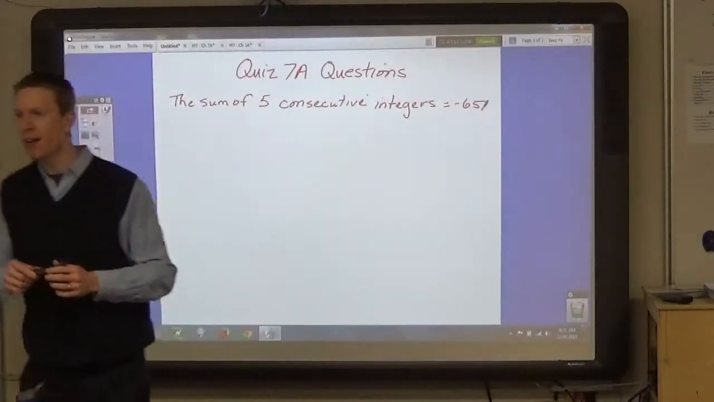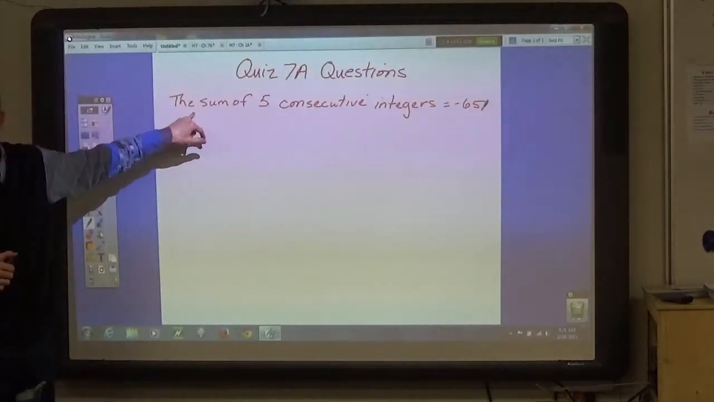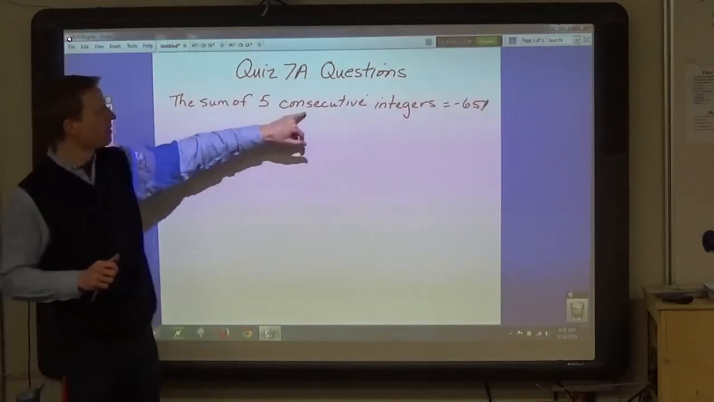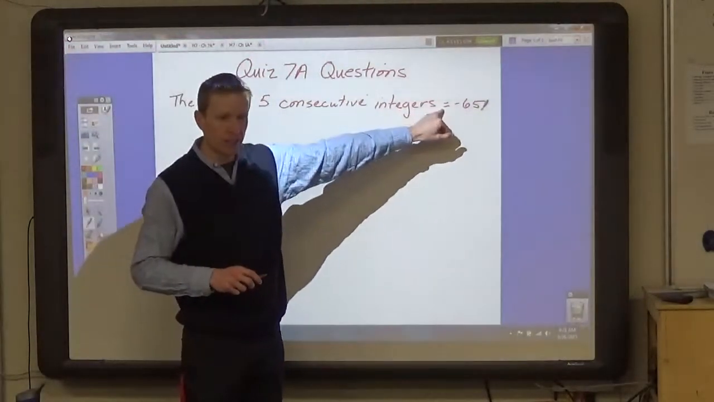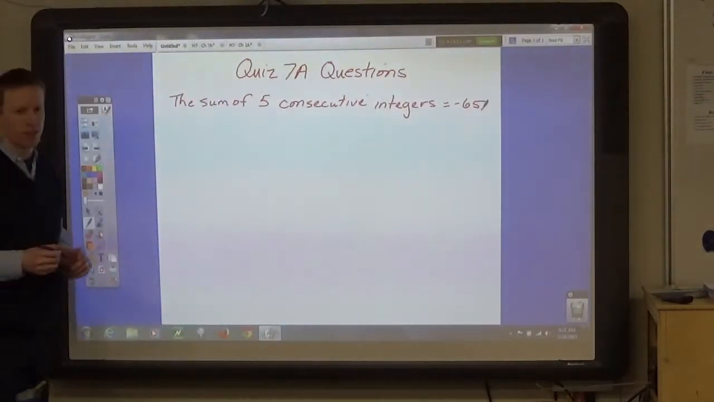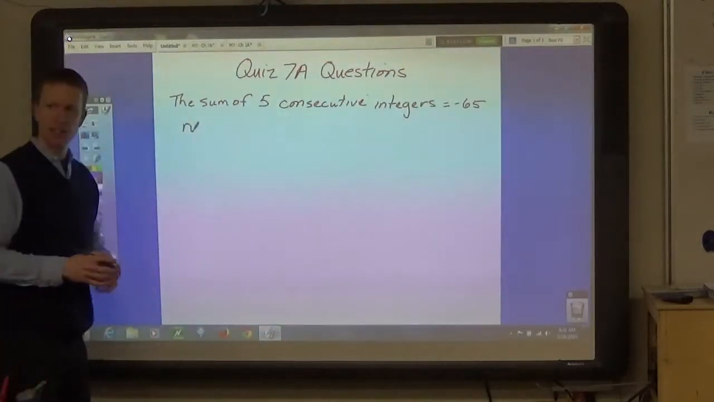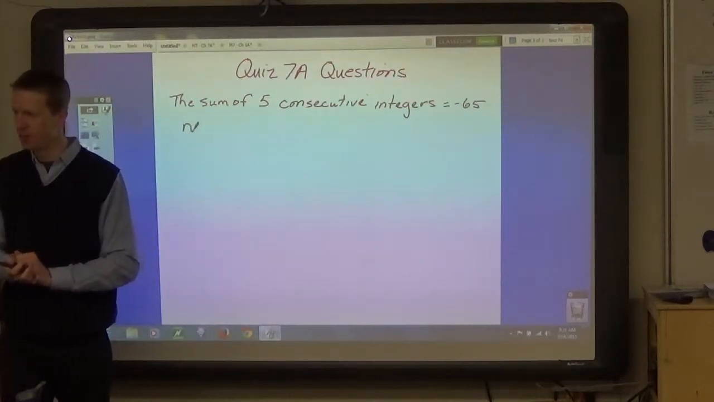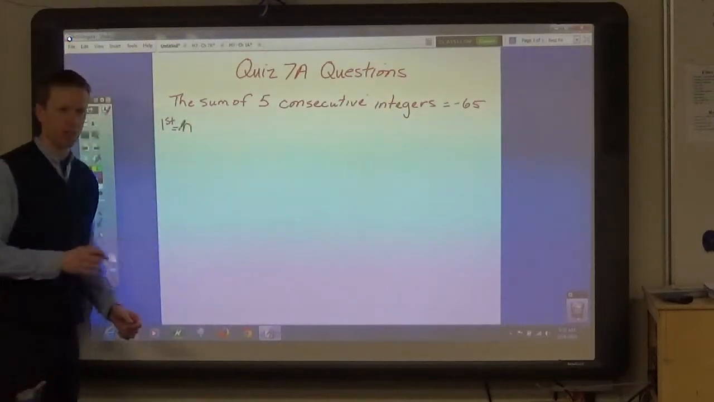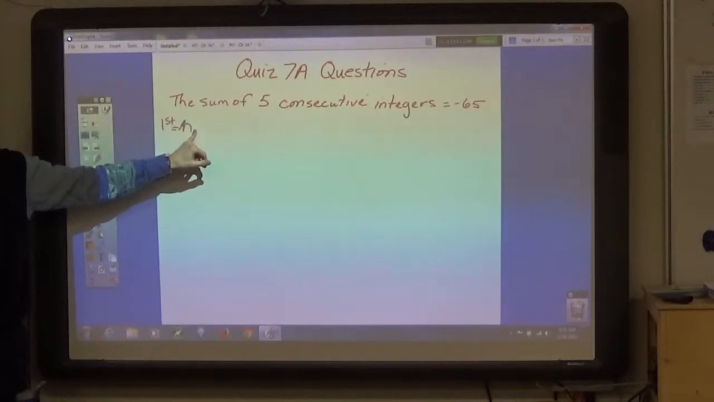The first one that you have to be able to do tomorrow is to write an equation for this type of problem. It says the sum of 5 consecutive integers equals negative 65. The first thing you'll need to do is write down the expression for those integers. The first integer we just write as n, a number. That's what n stands for.